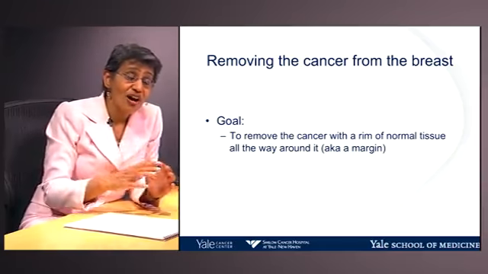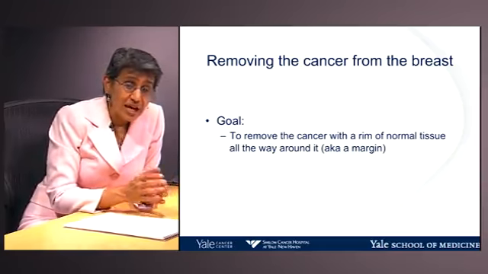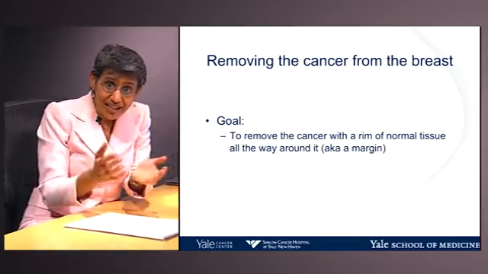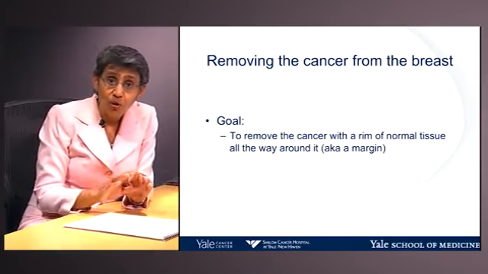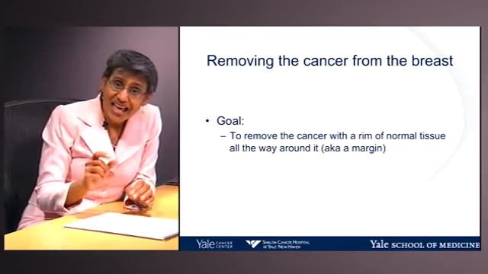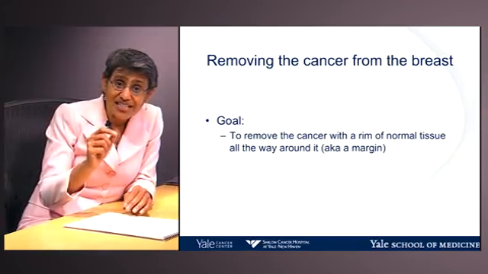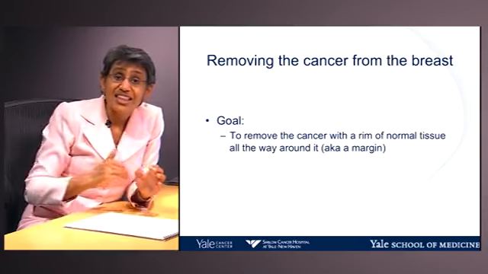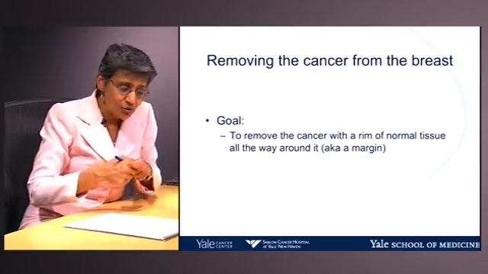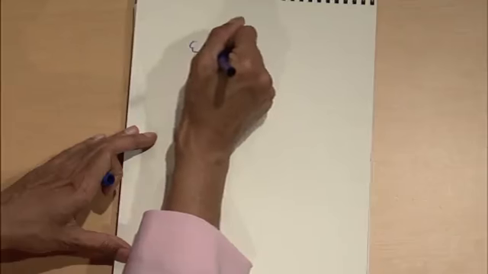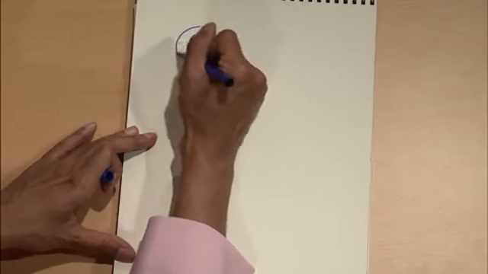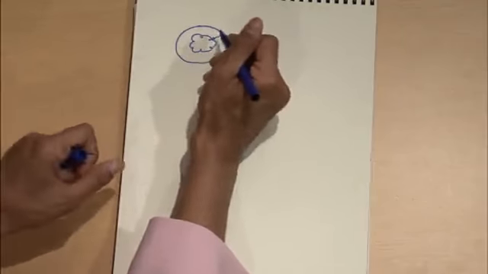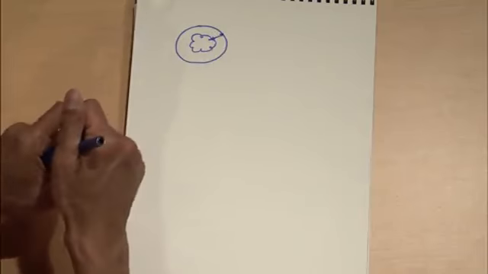Well, there are a number of ways that we can do this, but the primary objective or goal is to actually remove the cancer with a rim of tissue all the way around the cancer. That's called a margin. The margin is the distance between the cancer itself and where the cut is. So if we go to the drawing pad here, if we think about a cancer and we resect it, the distance between the cancer itself and the edge of the specimen is called a margin.